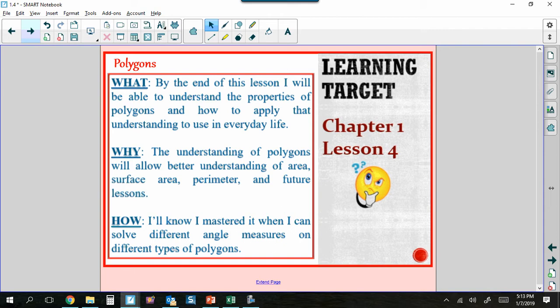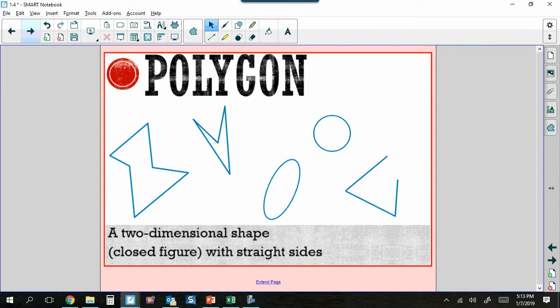How will you know that you know it? Well, when you can solve for different angle measures on different types of polygons. So we're going to go ahead and get started with the definition of what a polygon is. So a polygon is a two-dimensional shape. It's a closed figure and it has to have straight sides.